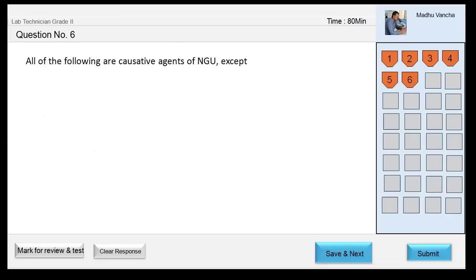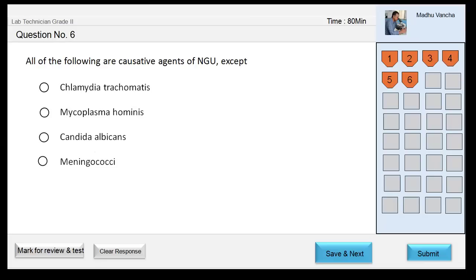Next question, all of the following are causative agents of NGU except option A, Chlamydia trachomatis. Option B, Mycoplasma hominis. Option C, Candida albicans. Option D, meningococci. So what is meant by NGU? NGU means non-gonococcal urethritis. So here the right answer is meningococci. Meningococci doesn't cause urethritis. It causes meningitis. But the other options, such as Chlamydia trachomatis, Mycoplasma, Candida albicans, cause non-gonococcal urethritis.